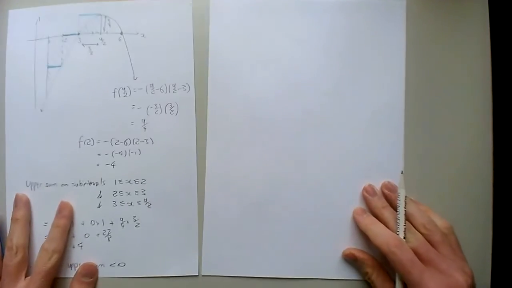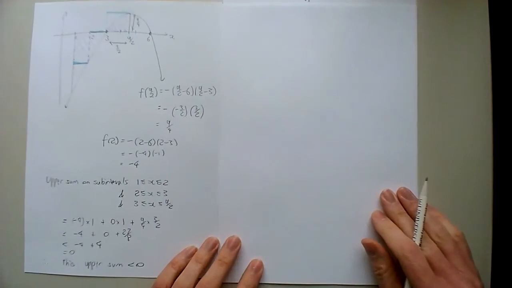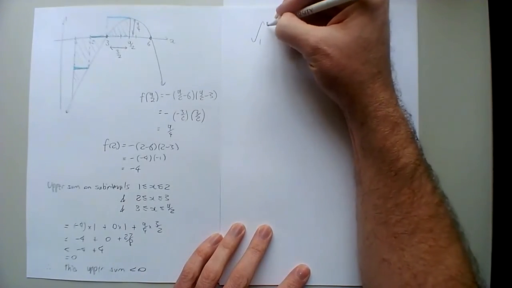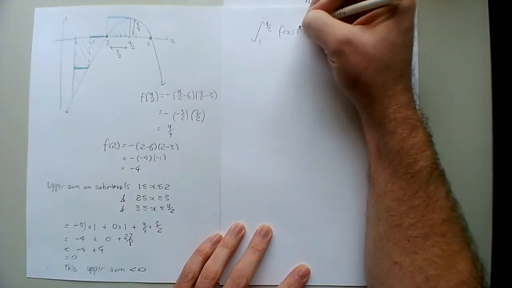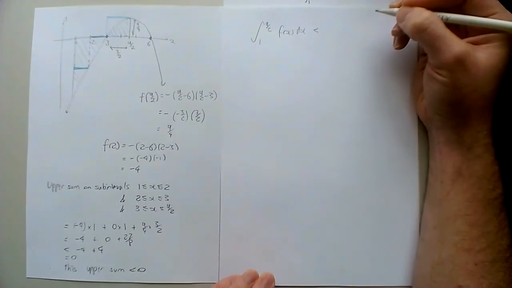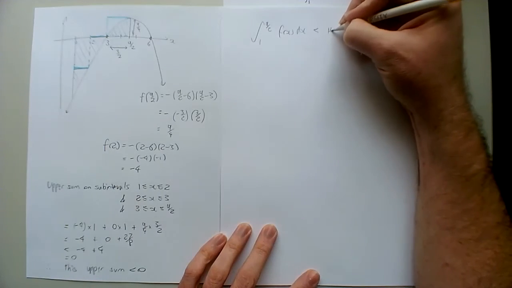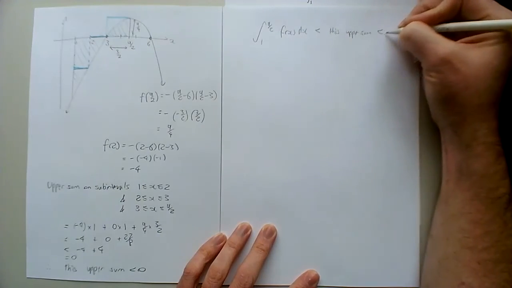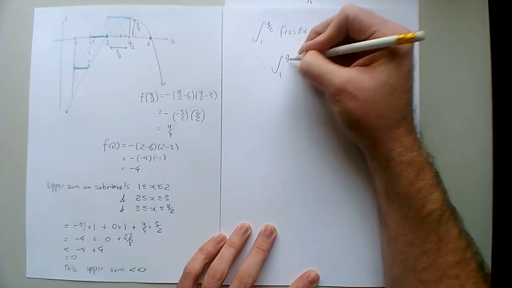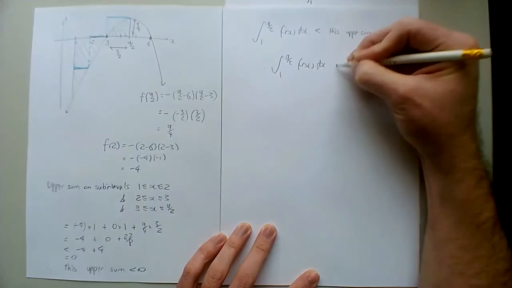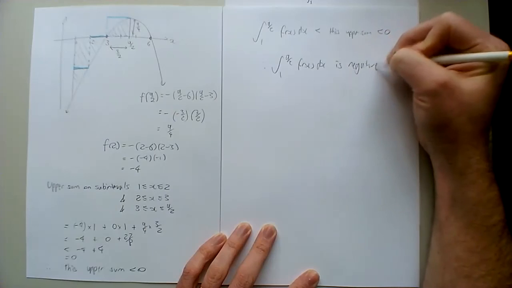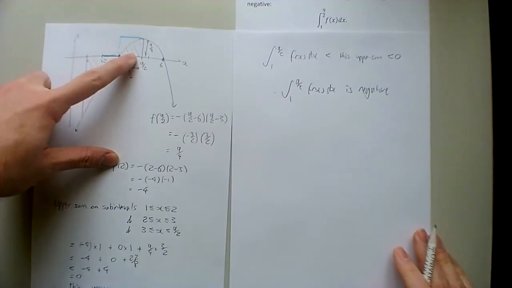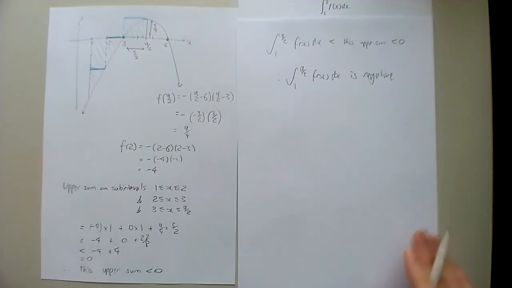So therefore, this upper sum is less than 0. Okay, so finally, I know that the integral from 1 to 9/2 of f of x dx is less than the upper sum, and this upper sum is less than 0. So therefore, the integral is negative. Cool. I managed to use an upper sum on 3 intervals that aren't all the same width to show that this integral is definitely negative.